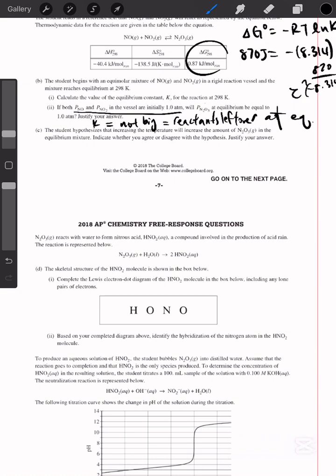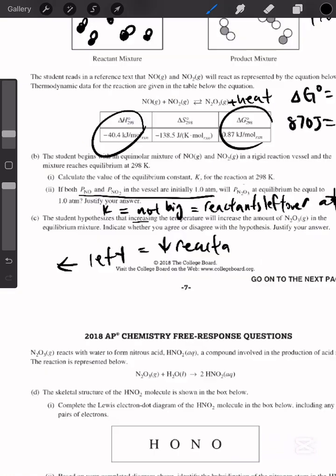Okay, so for the next part, this is about a student hypothesizing how changing the temperature will affect equilibrium. I don't know what happened with that line there. I think that was an accident. And then, so, okay, for this one, we would look at the delta H value.